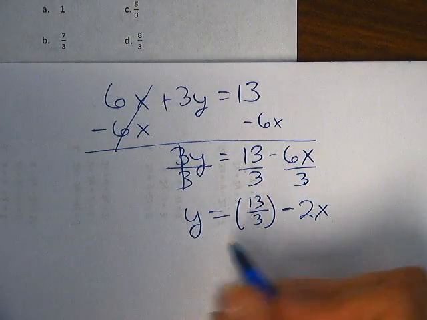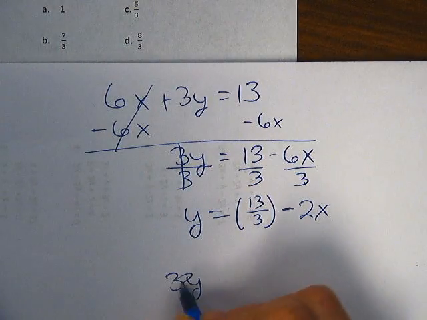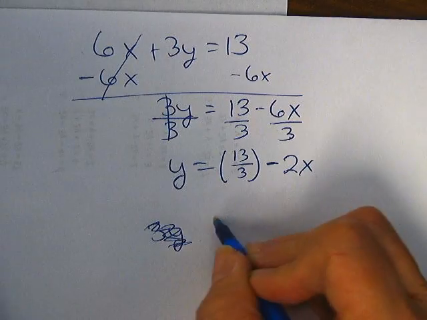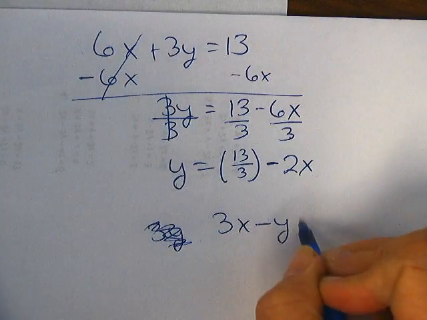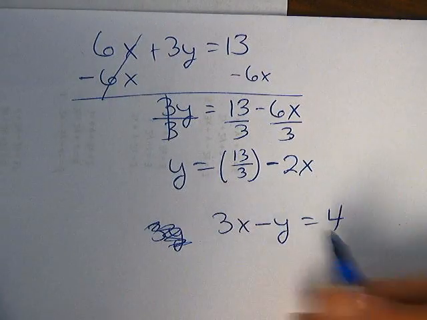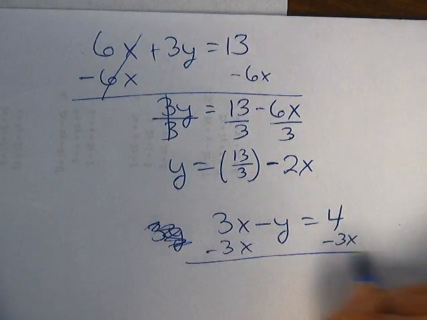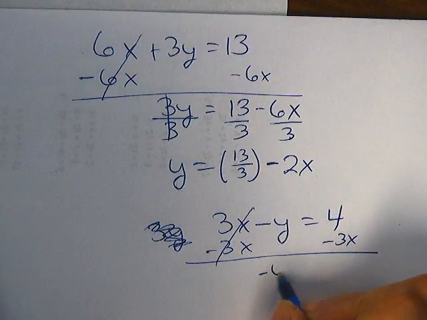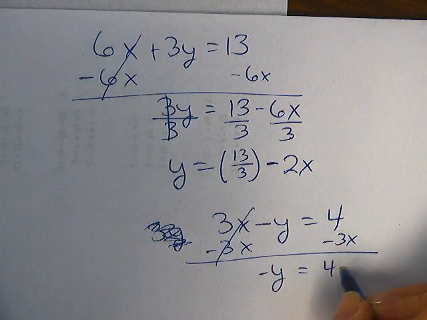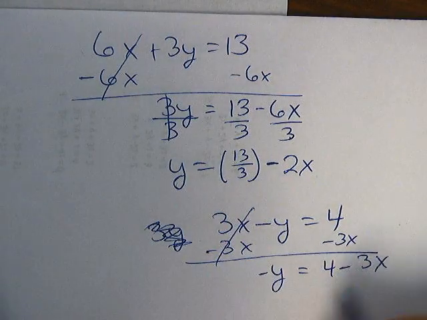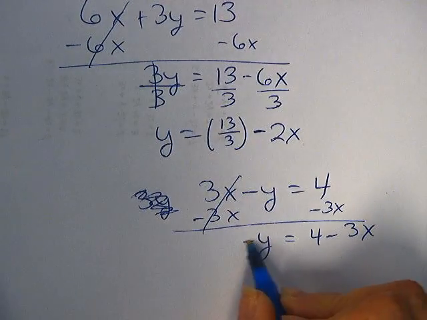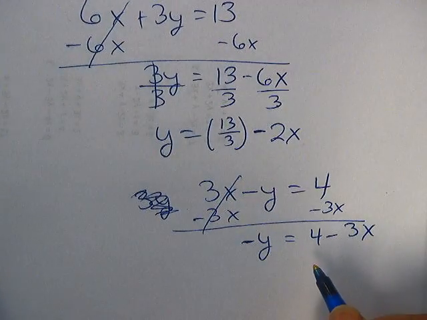Our second equation was 3x, let's make sure I use the right variables, 3x minus y equals 4. Subtract the 3x, and now we have a negative y equals 4 minus 3x. Okay, I do have that negative sign here, so I've got to deal with that.